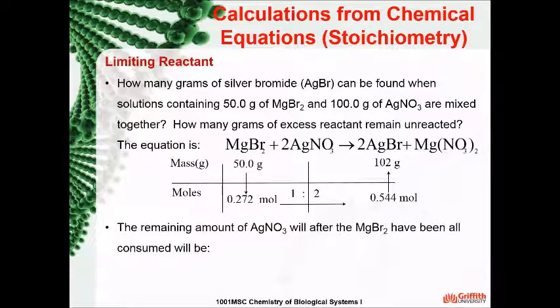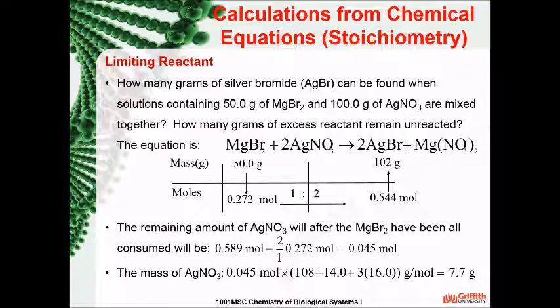To calculate the mass of the in excess reactant, we need to calculate the remaining moles first. We started with 0.589 moles minus 2 times 0.275 moles, so we are left with 0.45 moles at the end. Using the molar mass, we can get 7.7 grams of silver nitrate remaining.